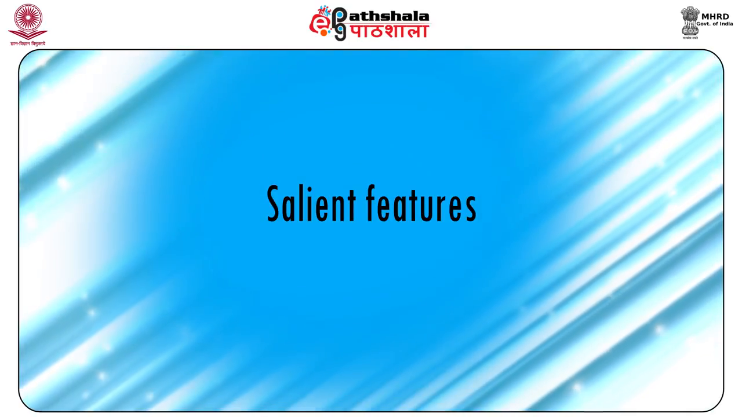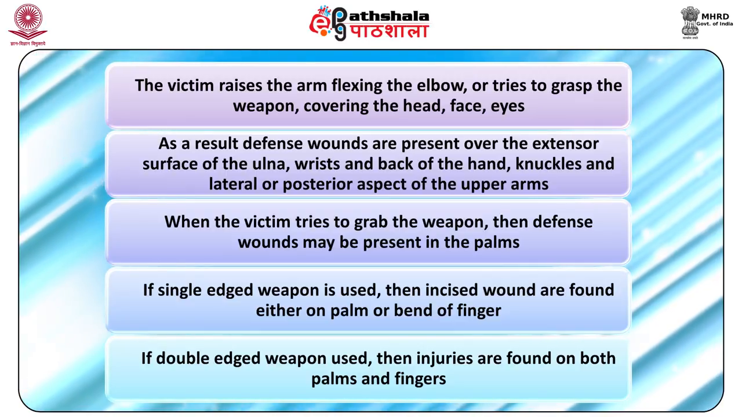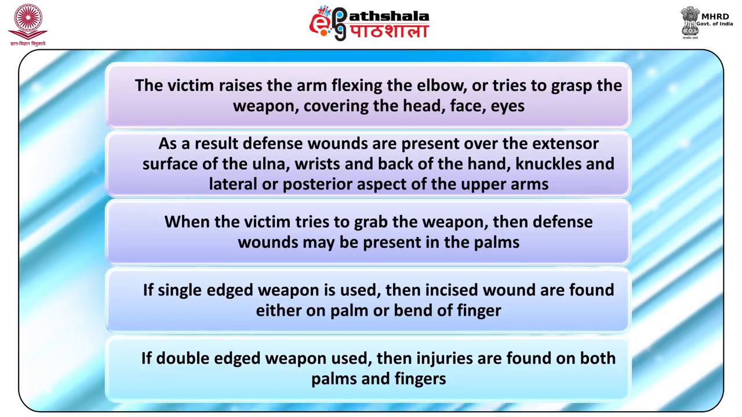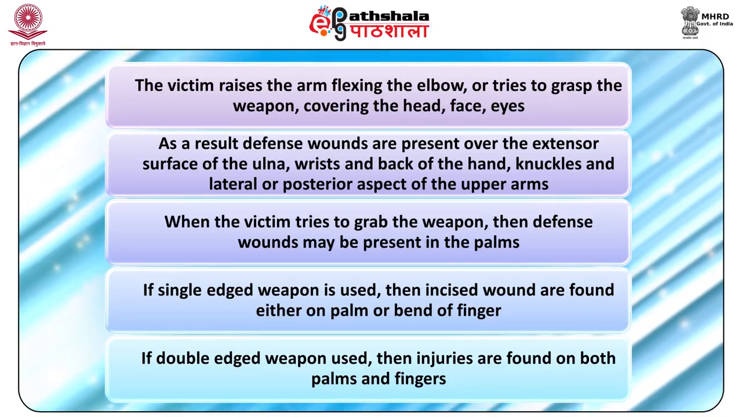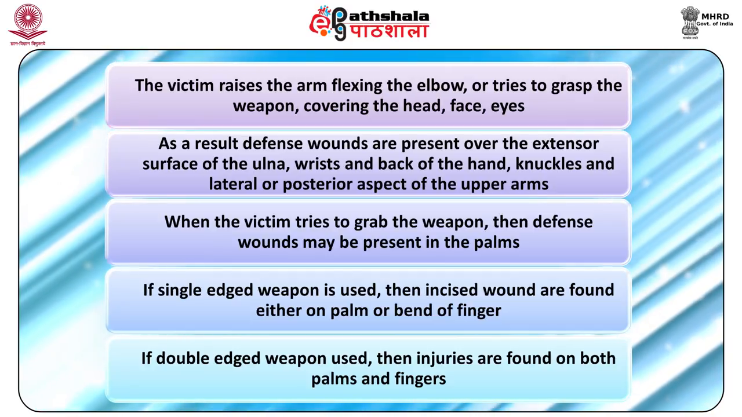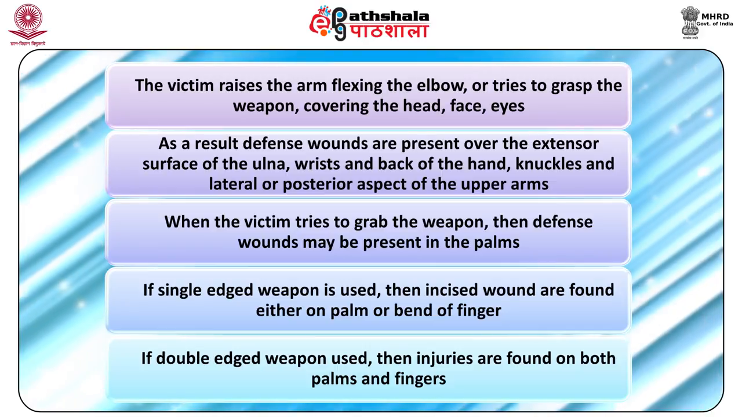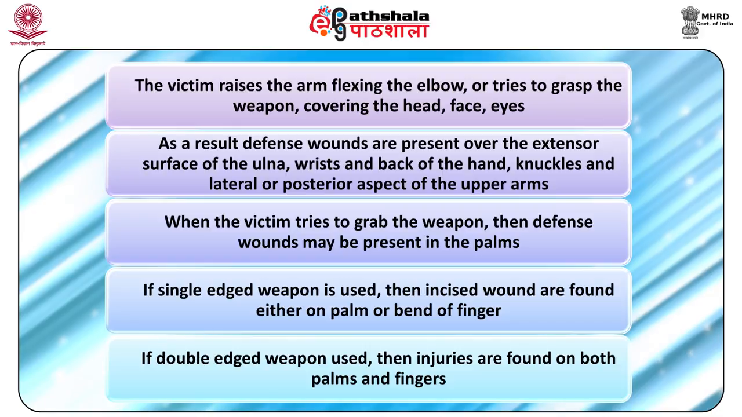Now, what are the salient features of these defense wounds? In almost all homicidal injuries, defense wounds are present if the victim was conscious at that time. When the weapon is sharp, then incised wounds or stab wounds are present. And when a blunt weapon is involved, then usually abrasions and contusions, along with rare fracture of the carpals and metacarpals, are seen. Usually, the victim raises the arm, flexing the elbow, or tries to grasp the weapon, covering the head, face, eyes. As a result, defense wounds are present over the extensor surface of the ulna, wrist, and back of the hand, knuckles, as well as lateral or posterior aspects of the upper arms, because this is the natural process by which a person tries to defend himself.